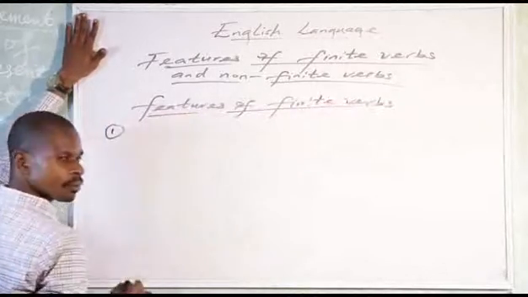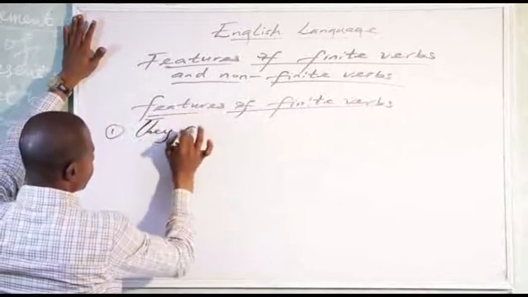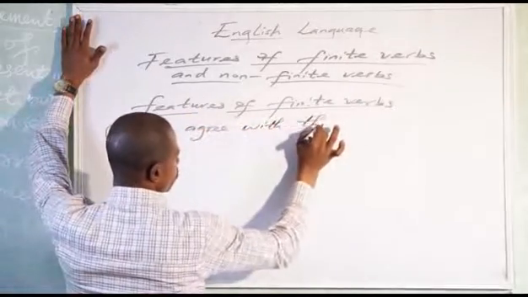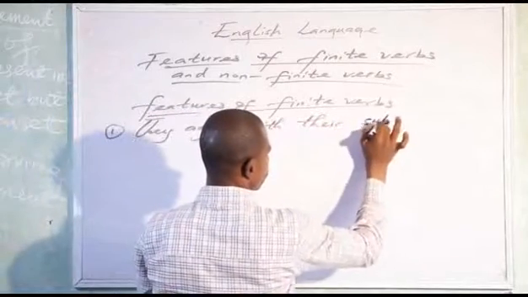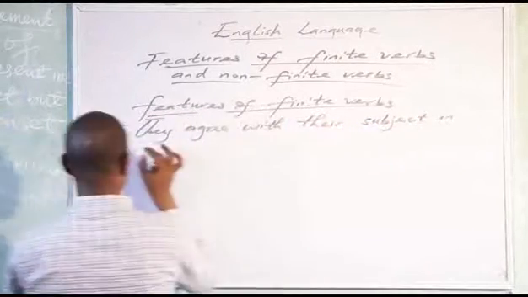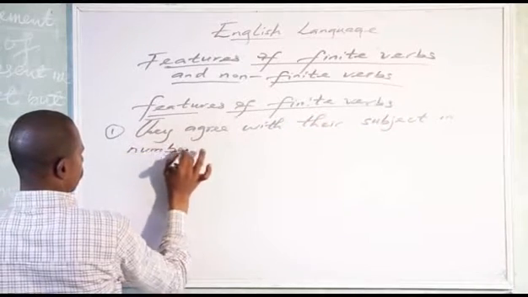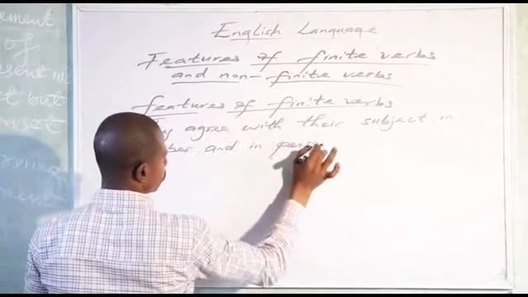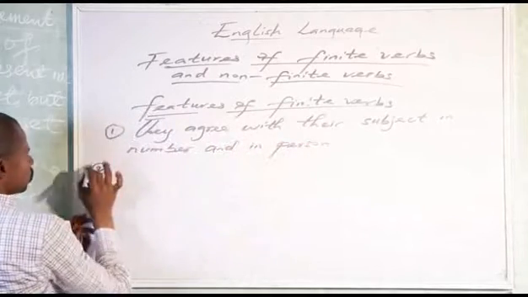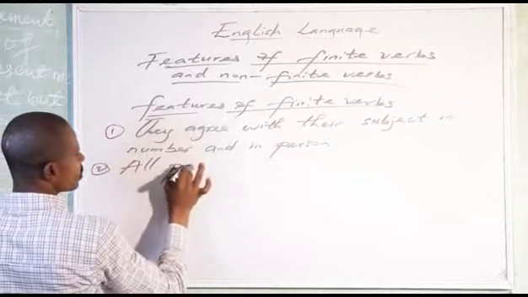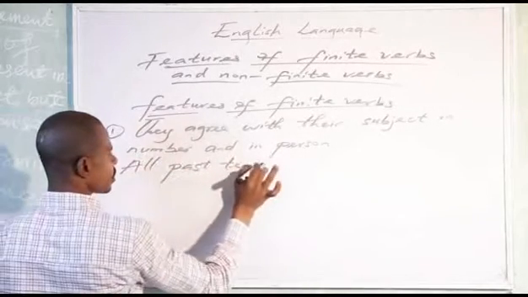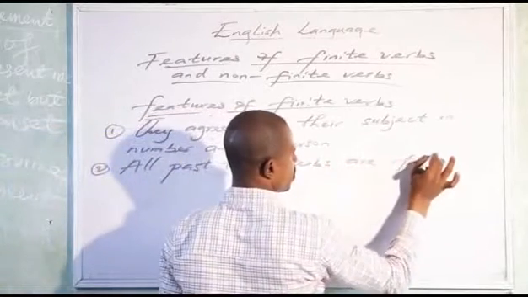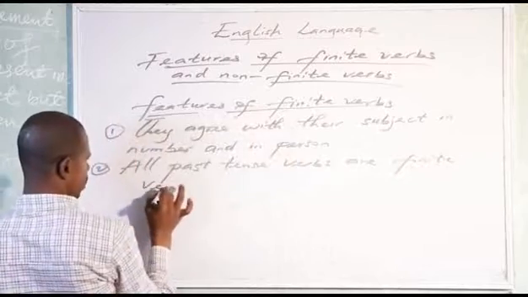Number 1, they agree with their subjects in number and in person. Okay? Number 2, all past tense verbs are finite verbs. They are finite verbs. Past tense verbs.